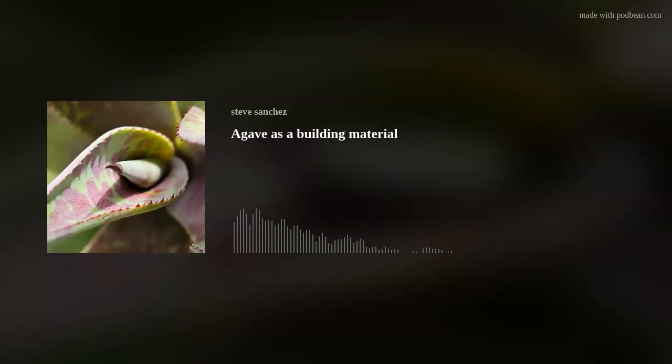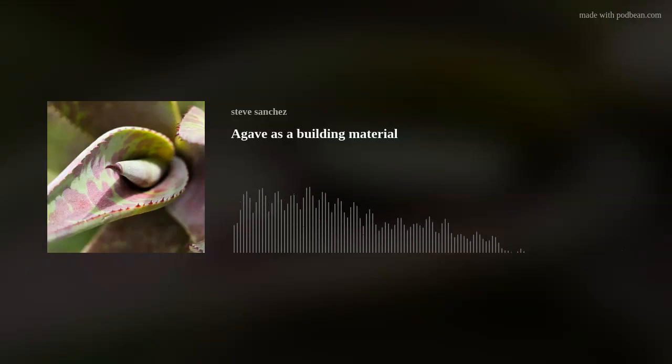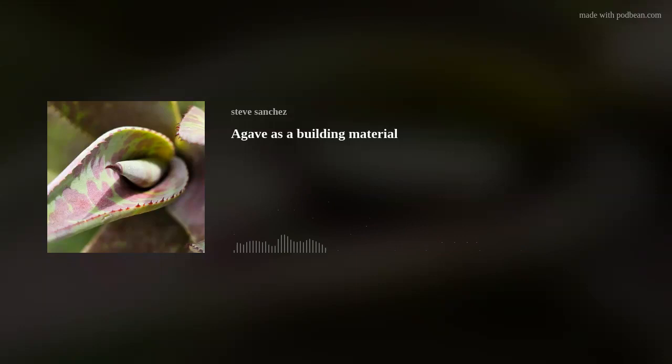Today we'll be talking about how agave is used as a building material. I got this question from someone, and I thought it'd be good to make into a podcast, right? So I wanted to talk about the general layout of a building, and then what portions agave could be involved in or replace.